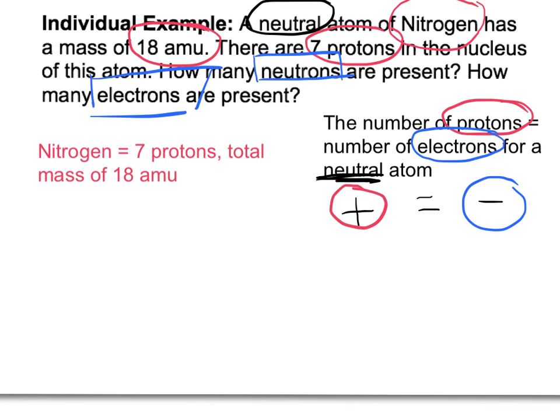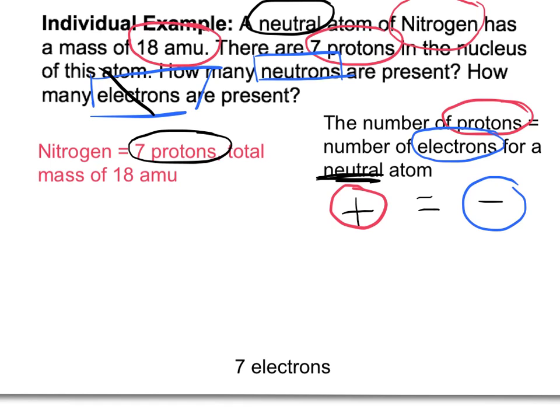We know we have 7 protons, so we must have 7 electrons. So our answer to the electron question is we have 7 electrons. Let me put that at the bottom. We definitely know that. So we've already answered the question about how many electrons we have. Now we need to figure out how many neutrons.